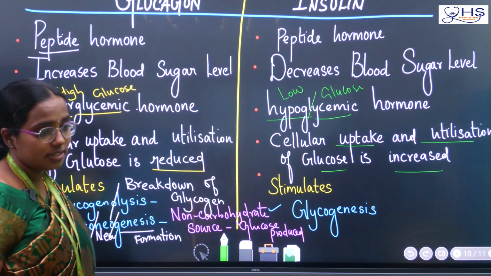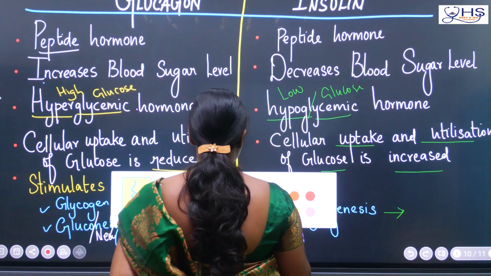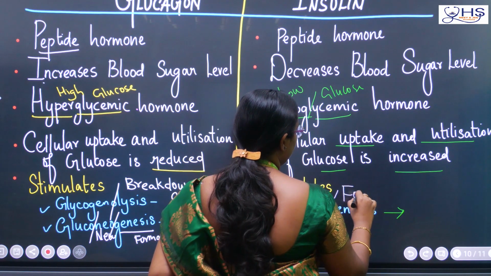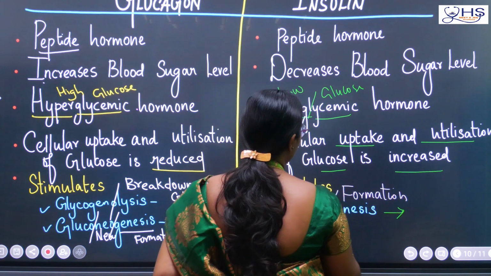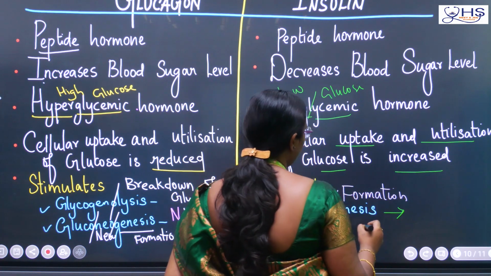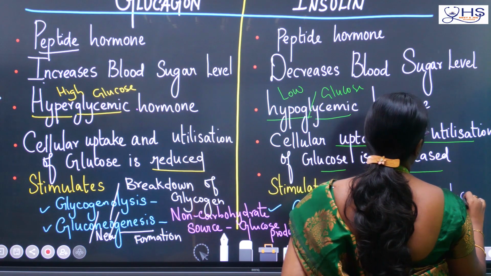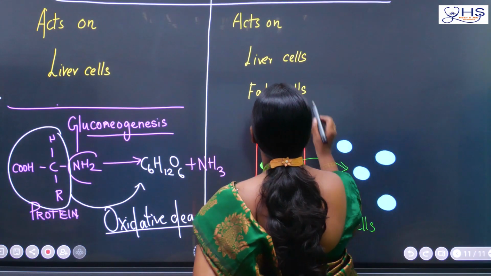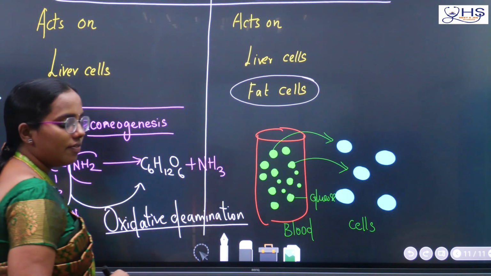And how is it decreased? By the process called glycogenesis. Genesis means formation. Glyco means glucose. Glycogen. It helps in the formation of glycogen. What is that glycogen formation? For that you have to understand this one. It acts on liver cells and fat cells.